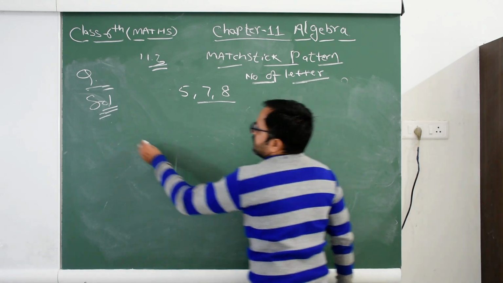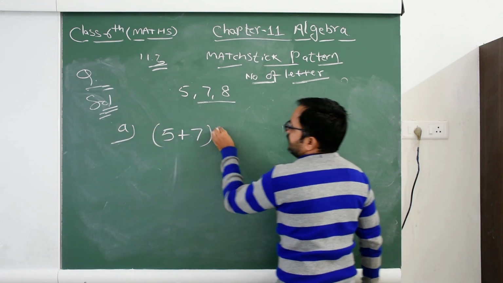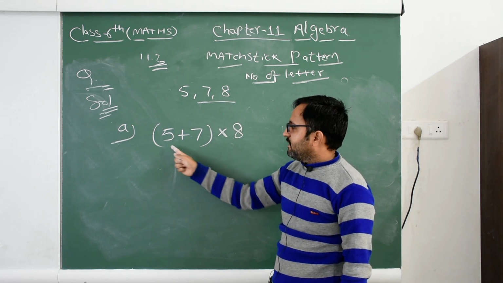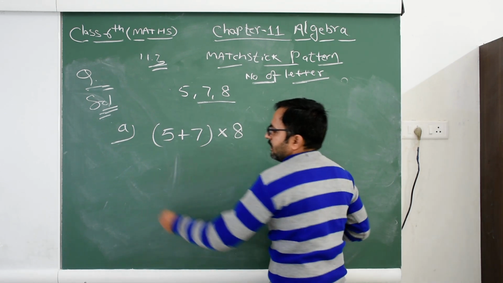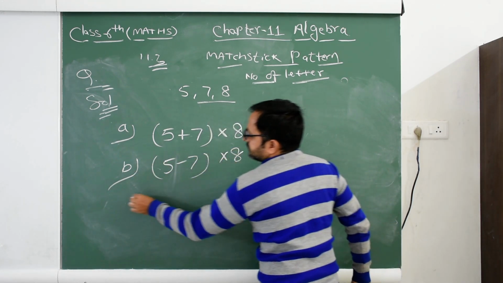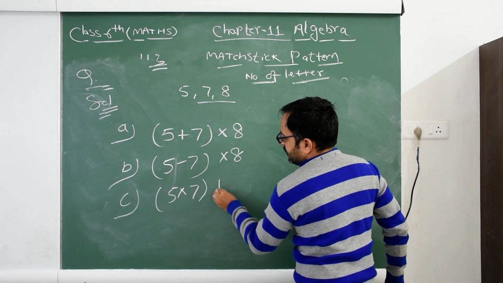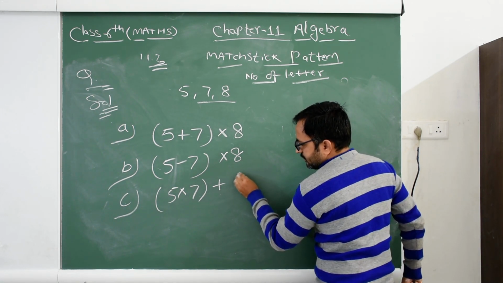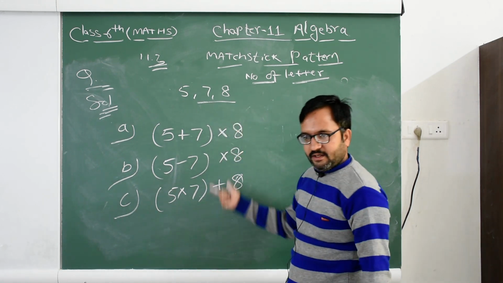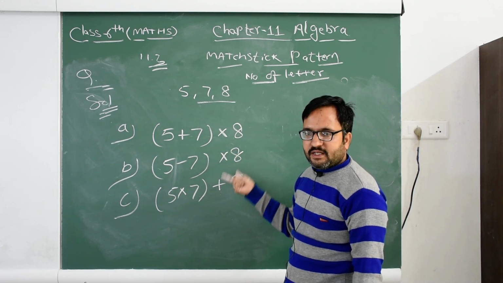Which types of expression can we make? 5 plus 7 into 8, so addition and multiplication using 5, 7 and 8. And 5 minus 7 into 8. 5 into 7 plus 8. So this is also a type of expression without any variable. We can't use any variable in these questions.